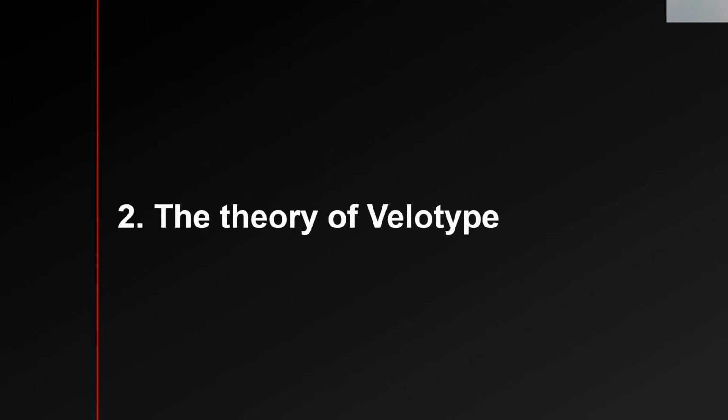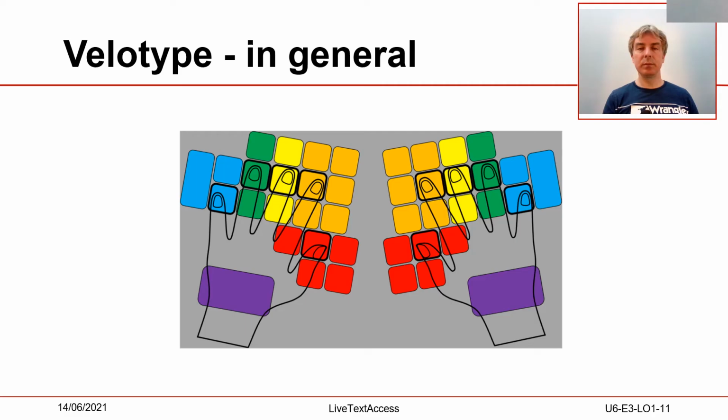The theory of Velotype. Above, you can see how the hands are placed on the Velotype keyboard. The colors correspond to the fingers used for the keys. For example, it can be seen that the most flexible finger of the hand, the thumb, plays an important role, and even the palm is used to press keys.